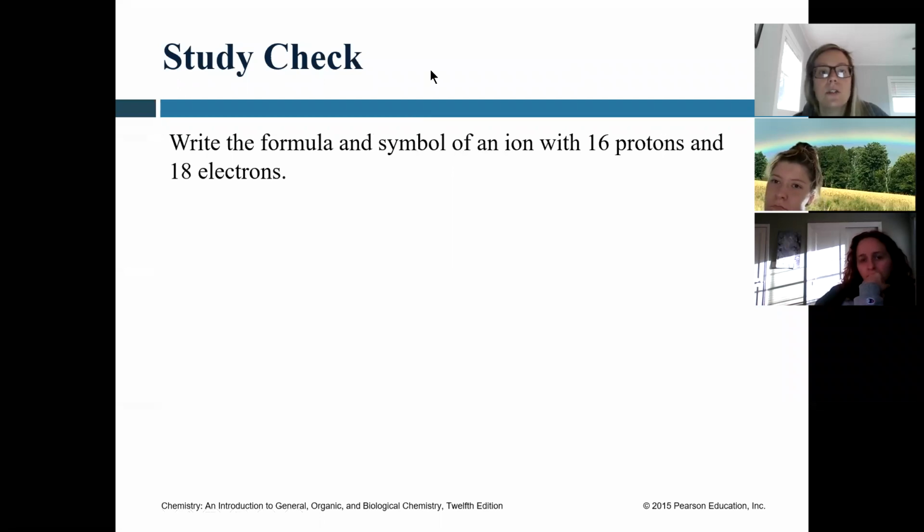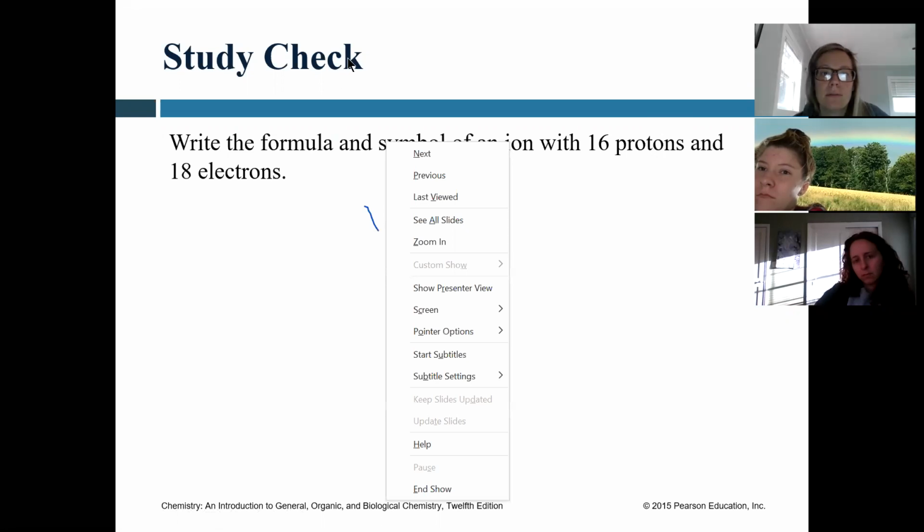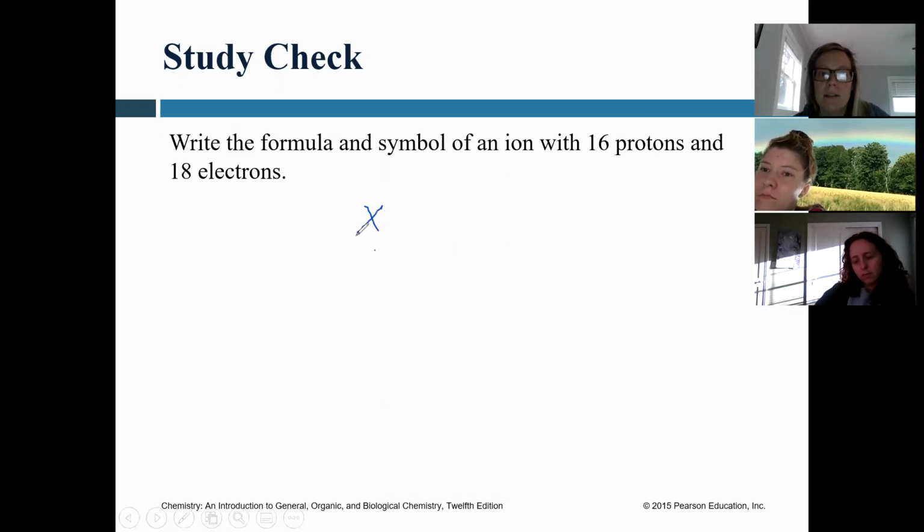All right, so write the formula and symbol of an ion that has 16 protons and 18 electrons. So why don't you try and do this? So you will write some sort of symbol X. I'm not going to tell you what it is. And then in the upper right-hand corner, you're going to put a charge.